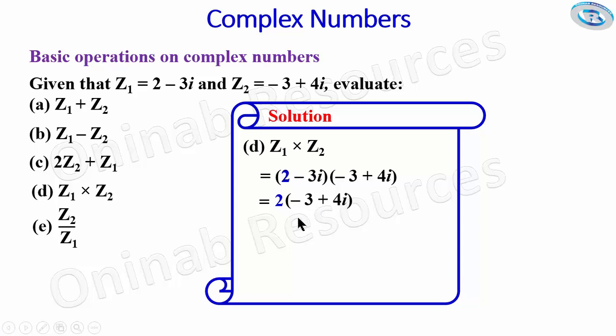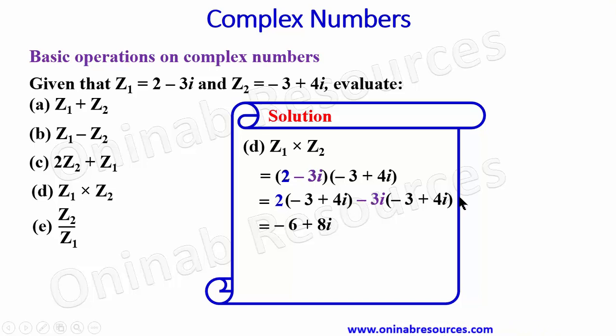Then thereafter, we pick the imaginary part. We use it to multiply every part of the second bracket. So we have it as negative 3i into negative 3 plus 4i. Then we expand and simplify. 2 times negative 3 gives negative 6, and 2 times positive 4i gives positive 8i. We are done with this part.